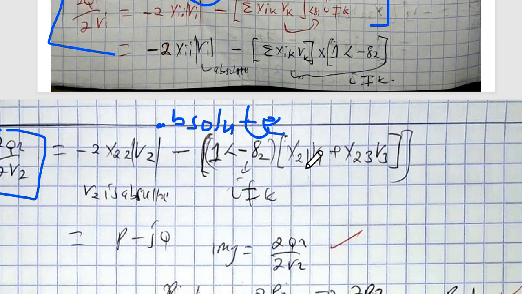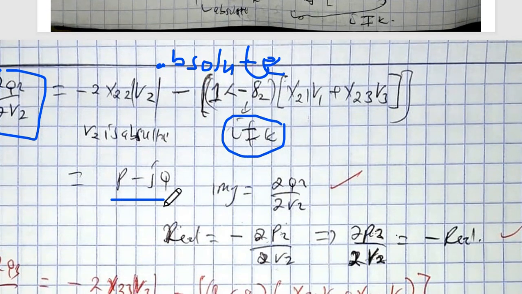Then you have the summation of Yik Vk. So this is Y21 V1 plus Y23 V3. The condition is I is not equal to K, sorry. Then as usual we have P minus JQ. This is real, this is imaginary. Imaginary will just give us that straight away. Then negative of real will give us partial P2, partial V2.